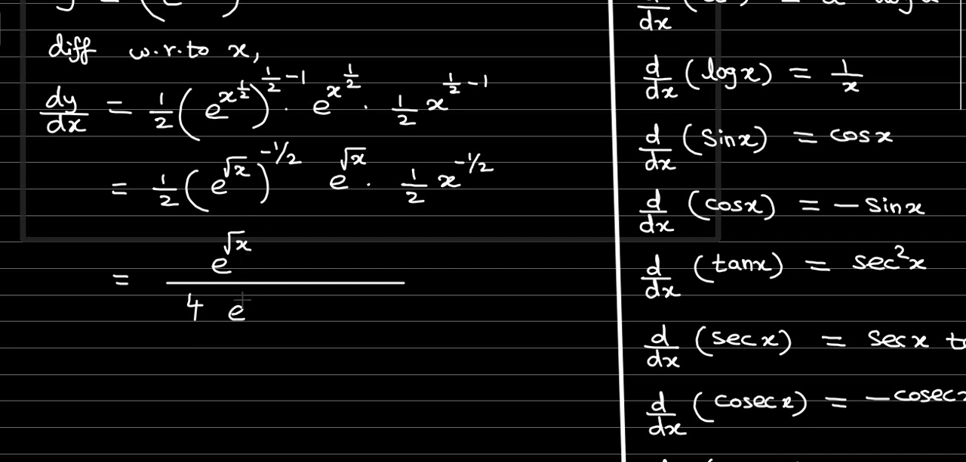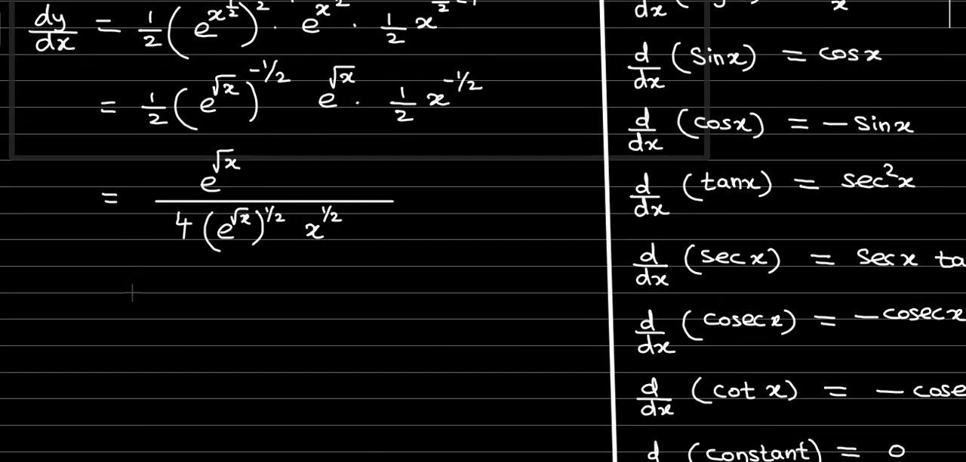Since it has a negative sign, I write it in the denominator: e power root x whole power positive 1 by 2. Since we brought it to the denominator, the sign changes from negative to positive. Same way here, x power minus 1 by 2, so we can write it as x power 1 by 2. Now power 1 by 2 we can rewrite as a root. So e power root x whole divided by 4 times the square root of e power root x, times root x.